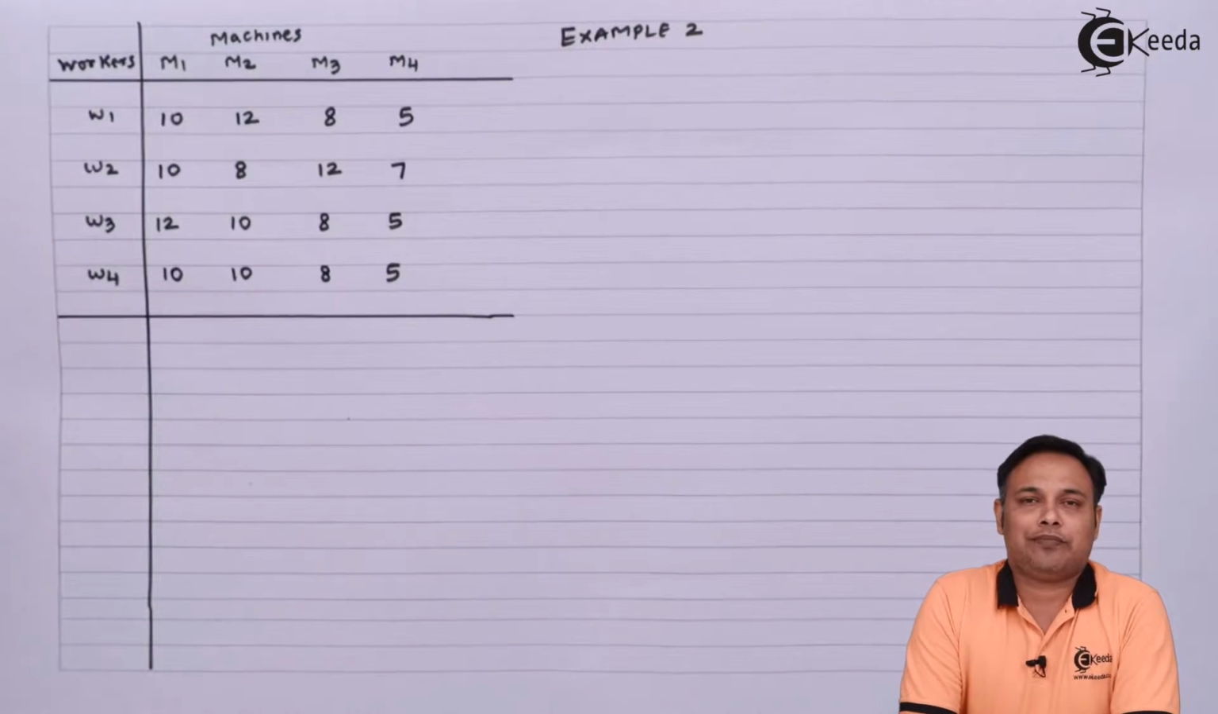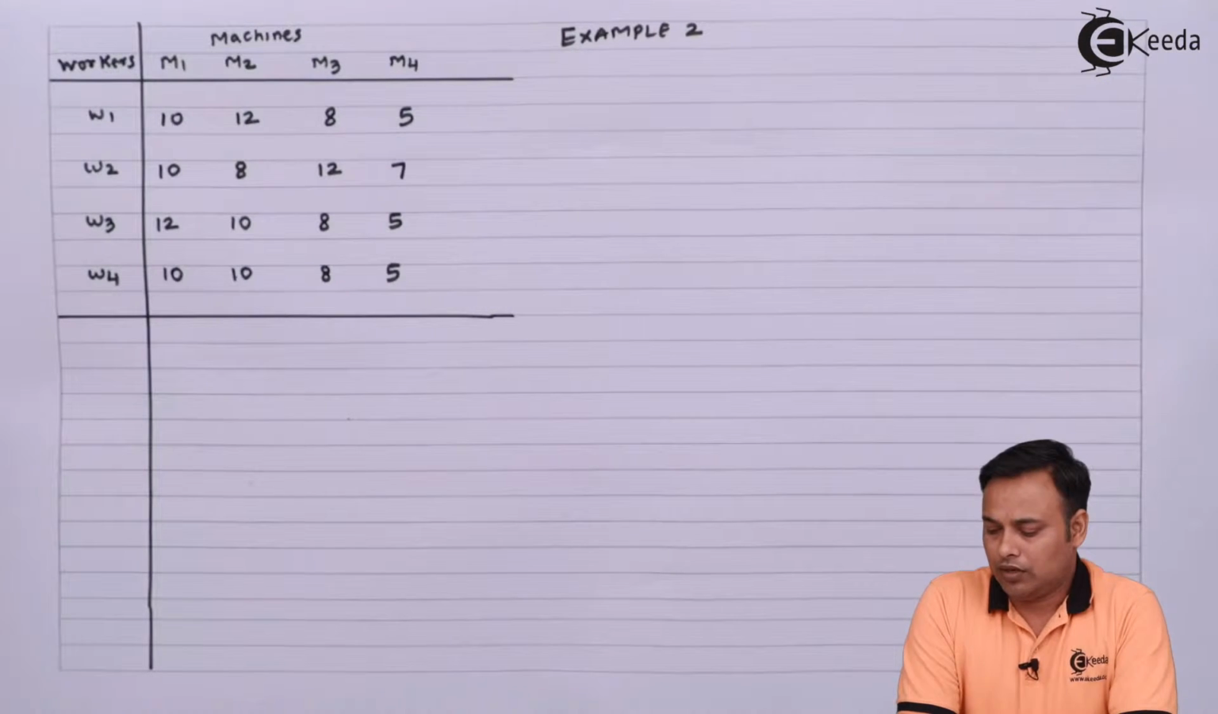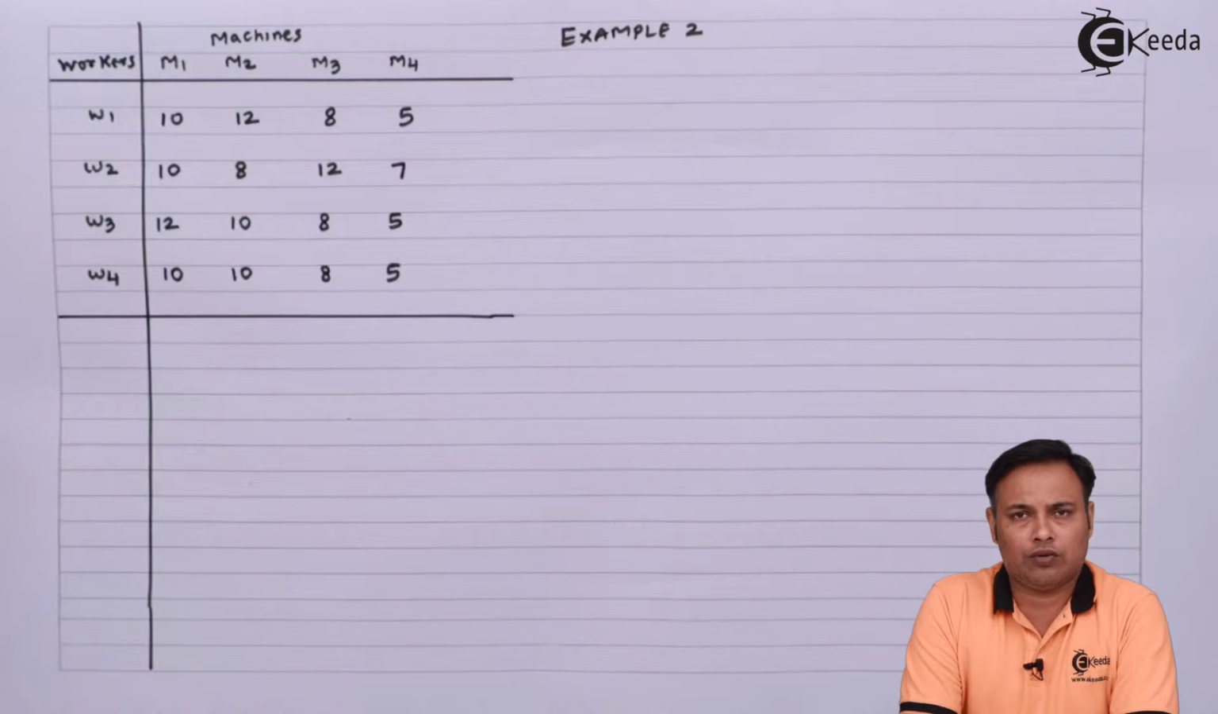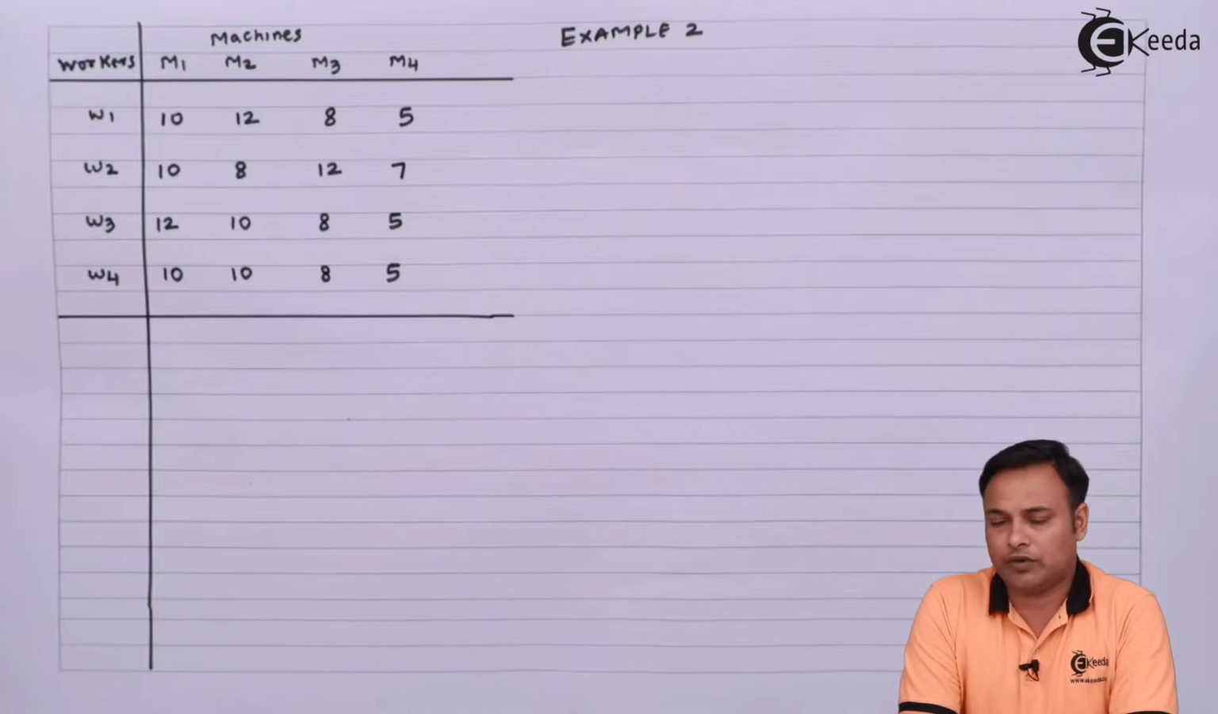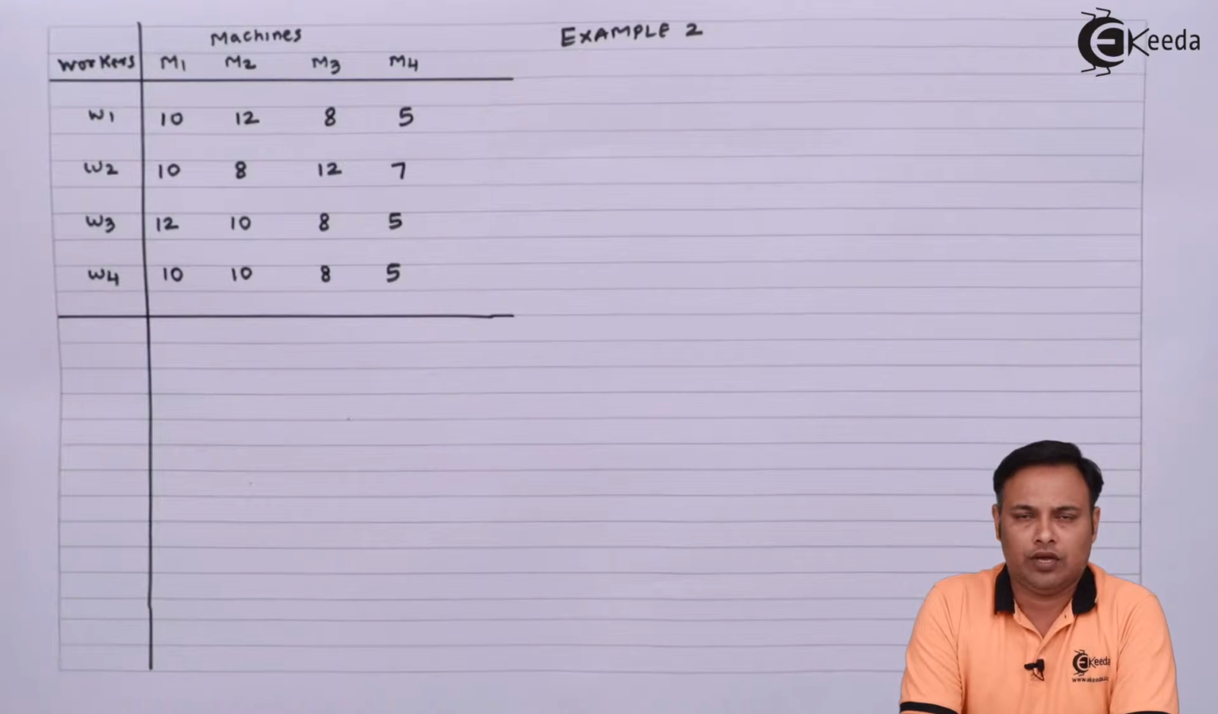Now this is our second example based on the Hungarian assignment method, where I will solve this problem by HAM. We'll employ the basic steps. We have got the same example, 4 workers, worker 1, worker 2, worker 3, worker 4 and 4 machines M1, M2, M3, M4. I have changed the numbers a bit just to understand the second part of the method.